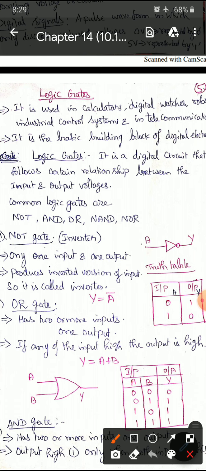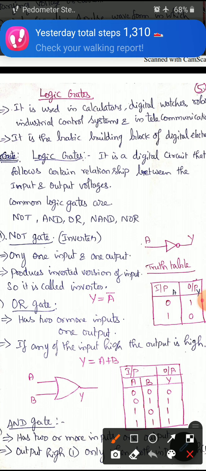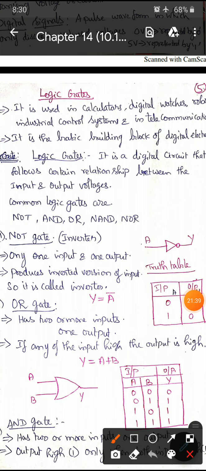Then we can go for the OR gate. The OR gate can have 2 or more inputs and one output. If any one of the inputs is high, the output will also be high. We can have the formula as Y = A + B.